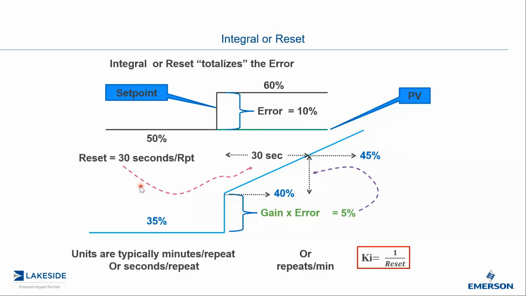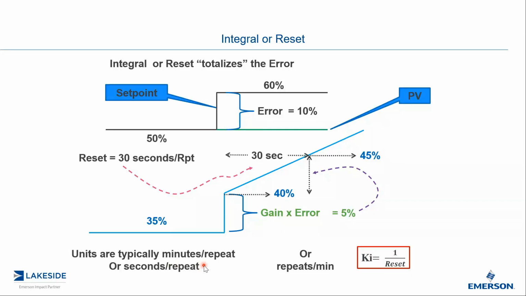Now, if I were to reduce this value from 30 seconds to 15 seconds per repeat, that means it will actually repeat the proportional part in a shorter amount of time. Does that mean I have more or less integral action? And the answer is you would have more, because obviously you have a steeper slope. And my little brain actually thinks that 15 seconds is faster than 30 seconds. Typically, the units are seconds per repeat, minutes per repeat.